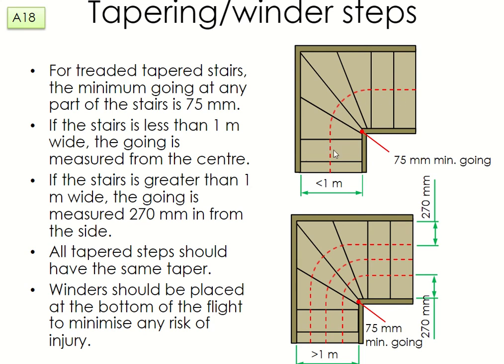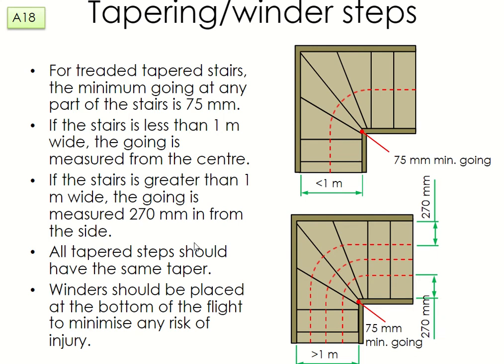Alright. So we're only talking about winder steps, or if you like to call them a corner step. You can see that the steps are tapered. They all come into a point here. So the step, for example, is narrower on this side than it is on this side. The third point there, if the stairs is greater than 1 meter wide, the going is measured 270 millimeters from the side. So if it's more, it's measured 270 millimeters from the side.